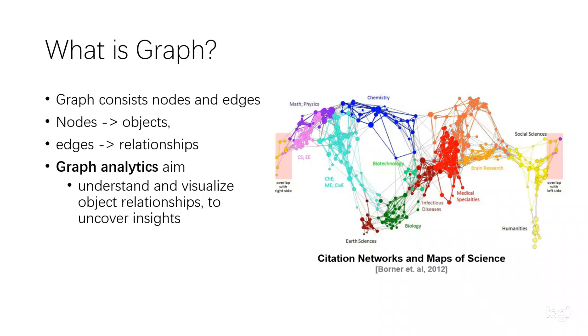So looking at the picture, the objects, the nodes, are the research papers within different science topics, for example, chemistry and math. And the edges actually represent the citations within and between the different science topics.